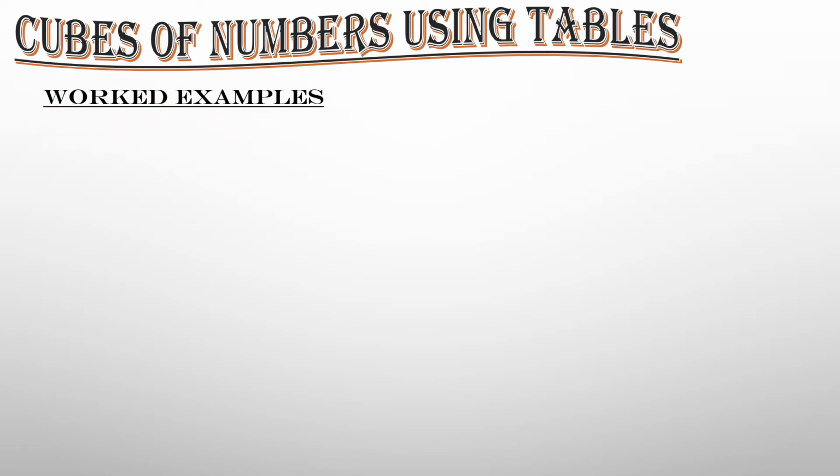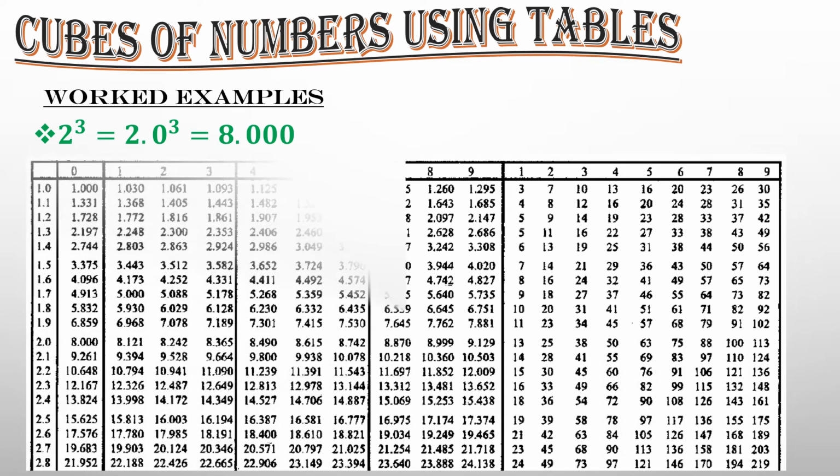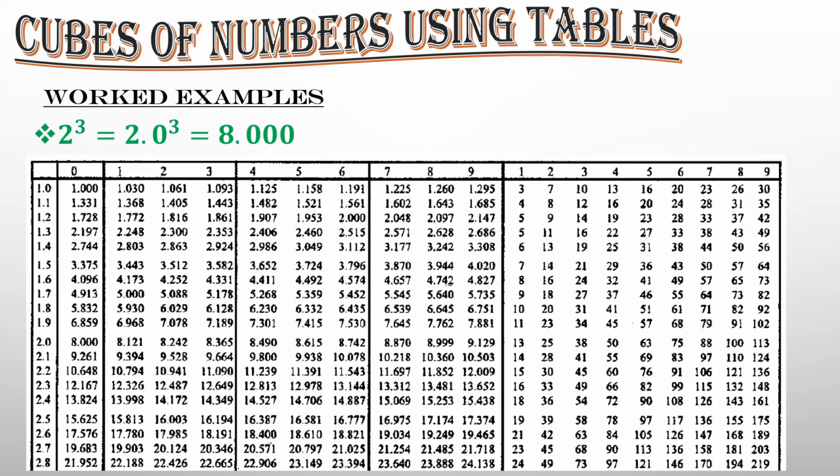And the very first example is 2 raised to power 3. By use of our mathematical tables, we will see whether we will get 8.000 as our answer. So our mathematical table has 2 parts. The first part is the table from 0 to 9, and then the other part of the table is from 1 to 9.